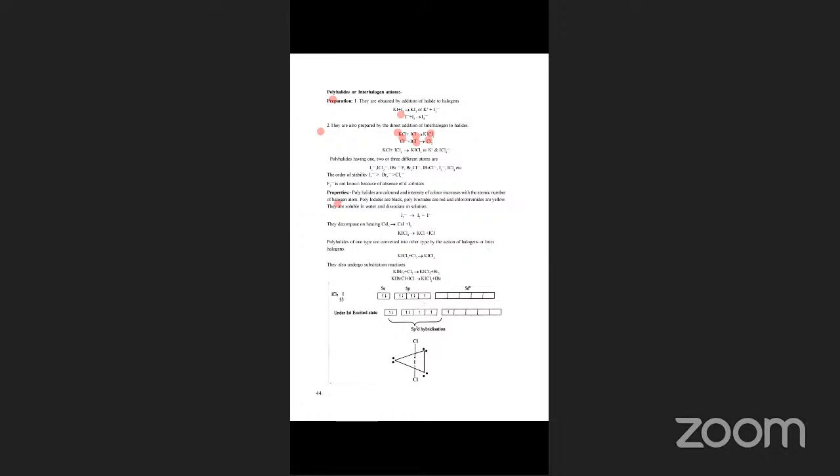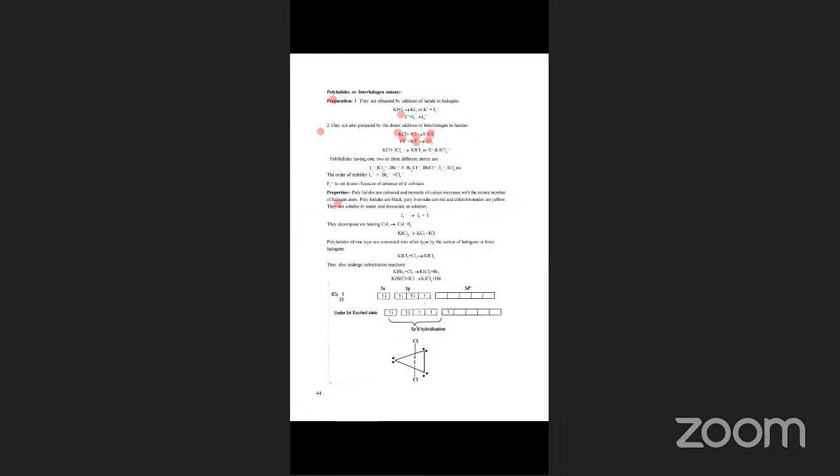Polyiodides are black, polybromides are red, and chlorobromides are yellow. They are soluble in water and dissociate in solution. I3 minus dissociates into I2 plus I minus. On heating, CsI3 dissociates into CsI plus I2. These are some properties.